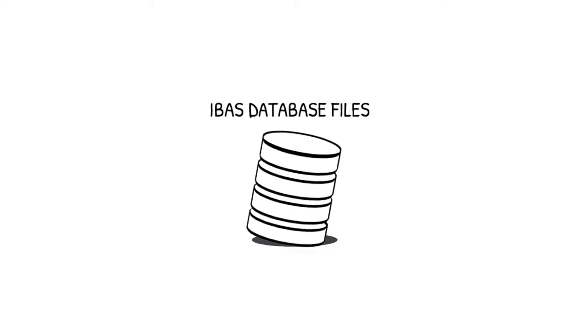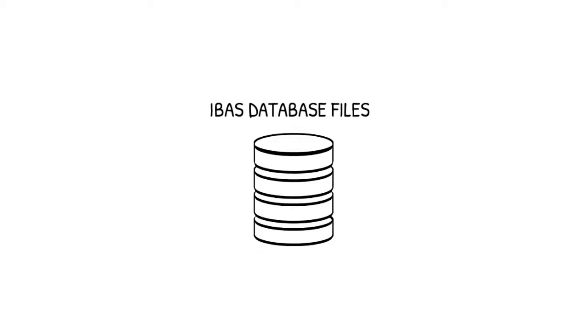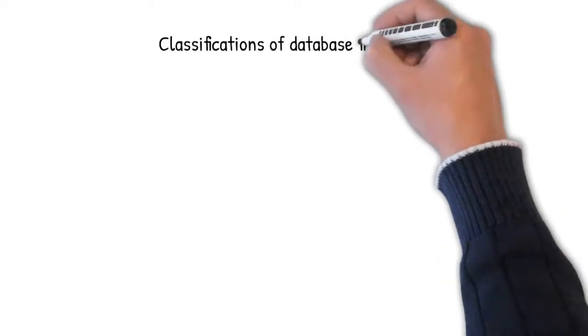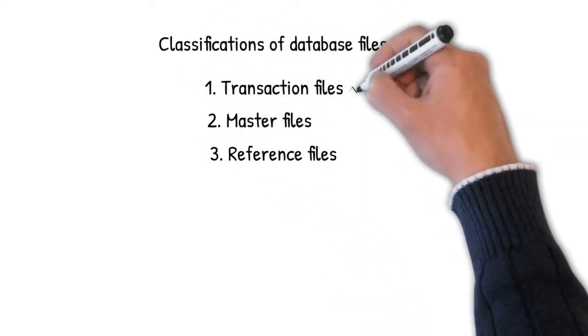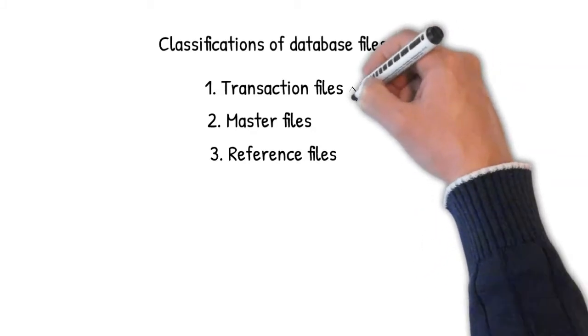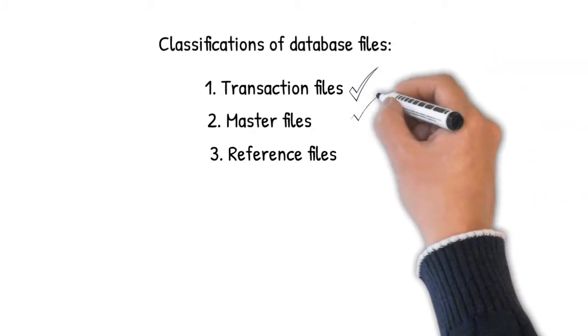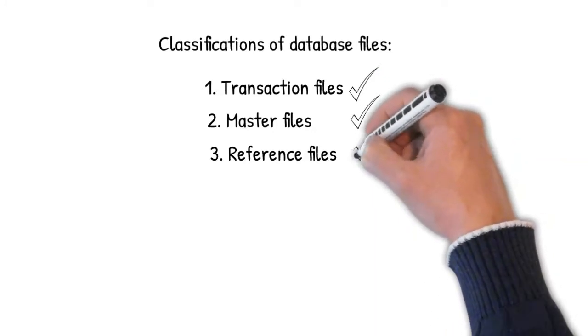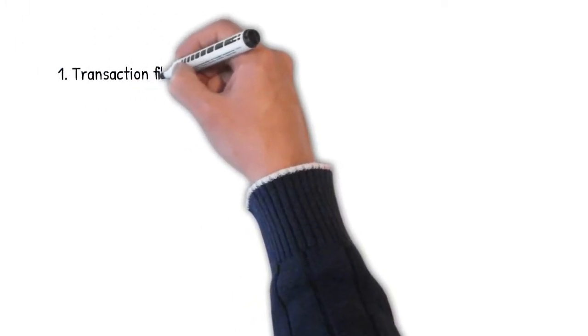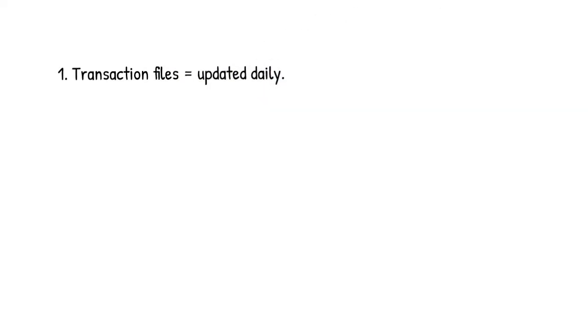Today, we will talk about IBAS database files. In almost all computer programs that involve the database, there are three file classifications: 1. Transaction files. 2. Master files. And 3. Reference files. Transaction files are the ones that get updated on a daily basis.